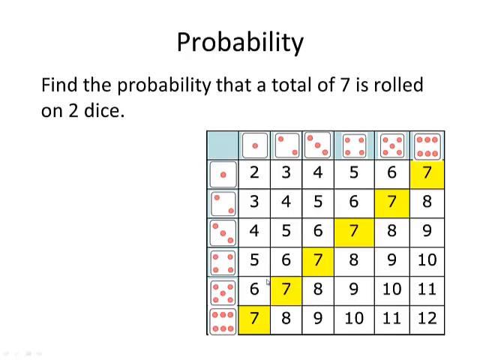And how many ways are there to make 7? It'll be 1, 2, 3, 4, 5, 6. So 6 out of 6 times 6 is 36. So that reduces to 1/6. So the probability of a 7 is 6 out of 36, or 1/6.